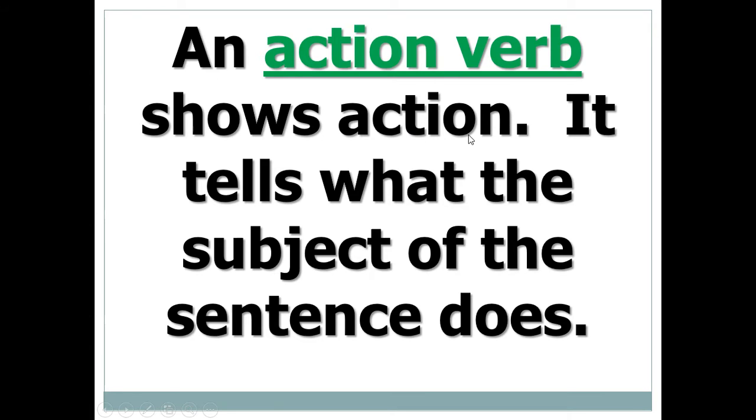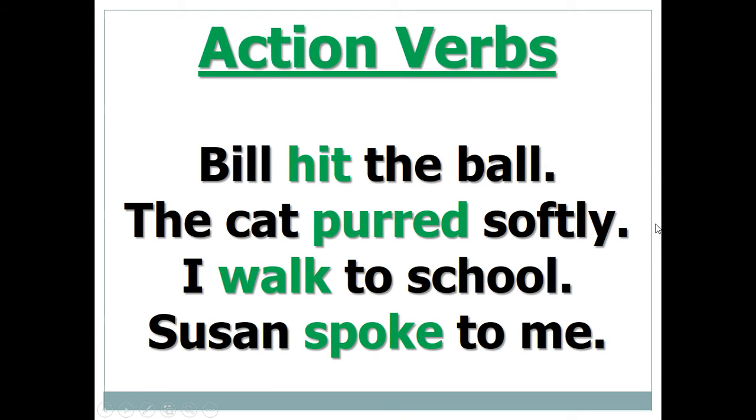The key, though, is being able to identify the subject. Because once you can identify what or who the sentence is about, then you can determine, is that person or is that thing doing some sort of action? Because it tells what the subject of the sentence actually does. So here's a couple of small examples of action verbs where it's important to find the subject first before you figure out what type of verb it is.